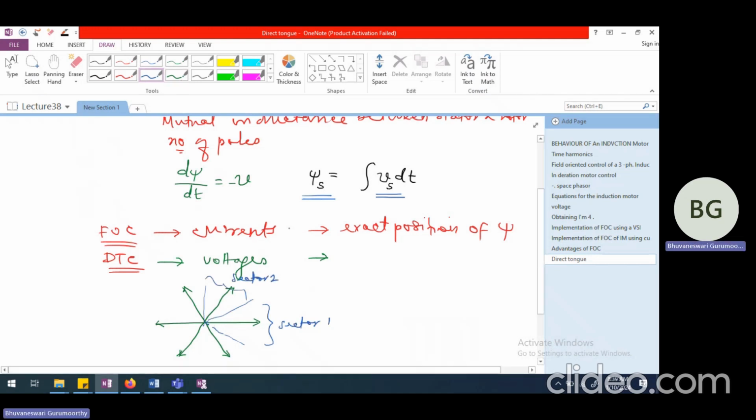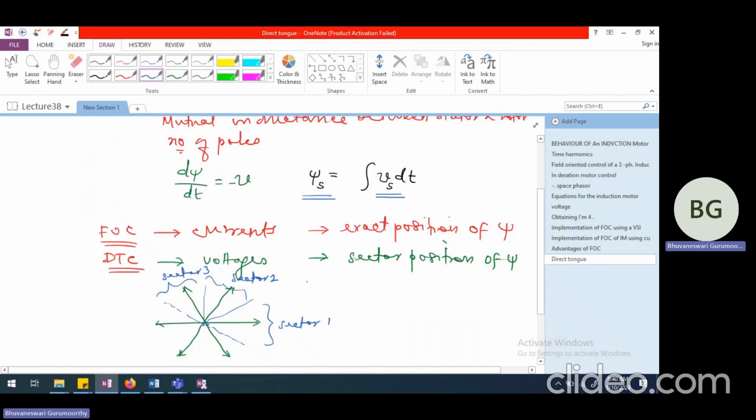So all we need is to know the sector position. We need not know the exact position of the flux linkage, but which sector it is occupying. Is it sector 1, sector 2, sector 3, and so on. So all we need to know is the sector position of the flux linkage vector. In that sense, the calculations needed are much less. That is one major advantage, and it gives you a good dynamic response because the calculation required is not so high.